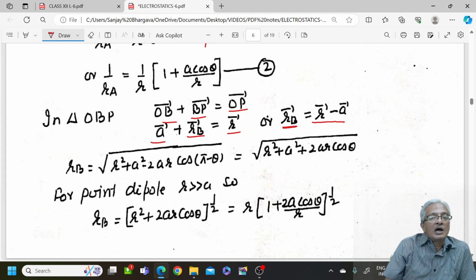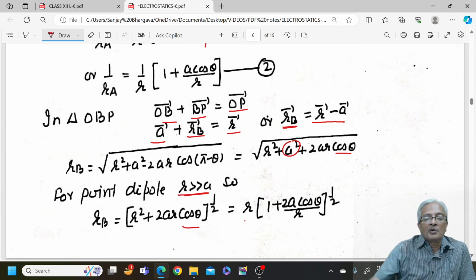It would be under root R square plus A square minus 2AR, and the angle now becomes 180 minus theta. Cos of 180 minus theta is minus cos theta. Once again, apply the conditions of ideal dipole. So this A square can be neglected. So RB would be equal to R square plus 2AR cos theta raised to power half. Take R common, it would be 1 plus 2A cos theta upon R.